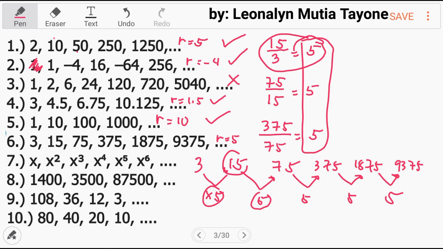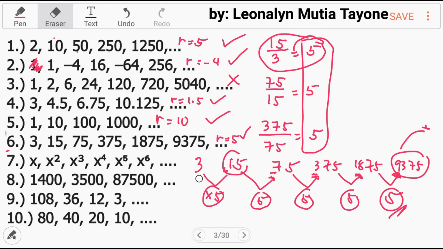15, multiply by 5, 75, okay? 75, multiply by 5, and that is 375. 375, multiply by 5, and that is 1,875. 1,875, multiply by 5, and that is 9,375. And to identify the next term, multiply by 5 also. So, therefore, this number 6, its common ratio is 5, and this is a geometric sequence.